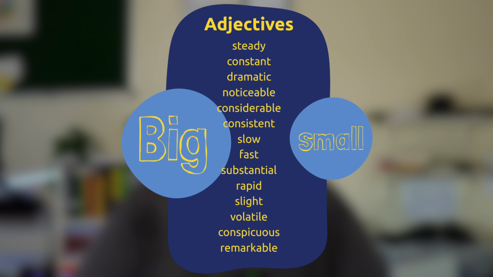As well as the words that describe something going up and going down, it's useful to have vocabulary that describes whether the trend is a big one or a small one. Here are a few examples for you. Steady, constant, dramatic, substantial, conspicuous, and so on.